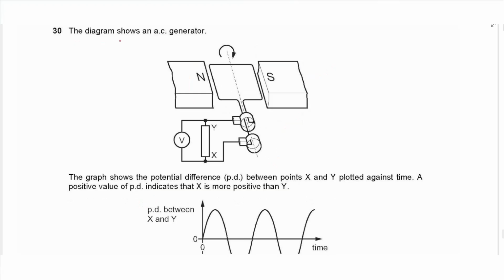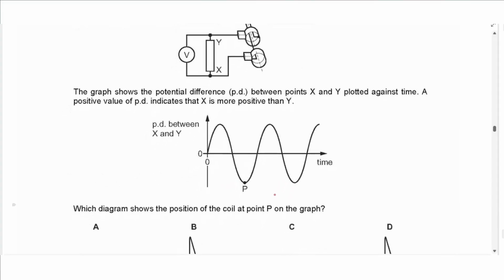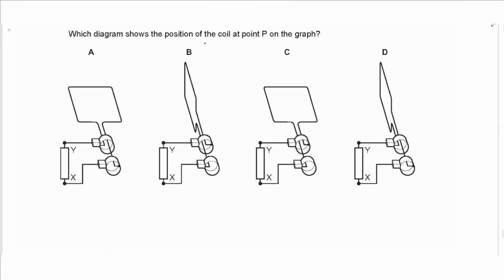Question 30 says the diagram shows an AC generator. The graph shows the potential difference between points X and Y plotted against time. A positive value of potential difference indicates that X is more positive than Y. Which diagram shows the position of the coil at point P on the graph? It's not B and it's not D, since the current should be 0 at these points. So for Y to X, the current should be moving in this direction, not from X to Y, since Y would be more positive than X.